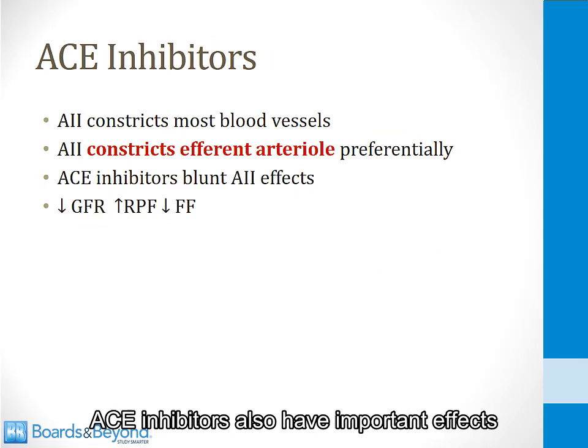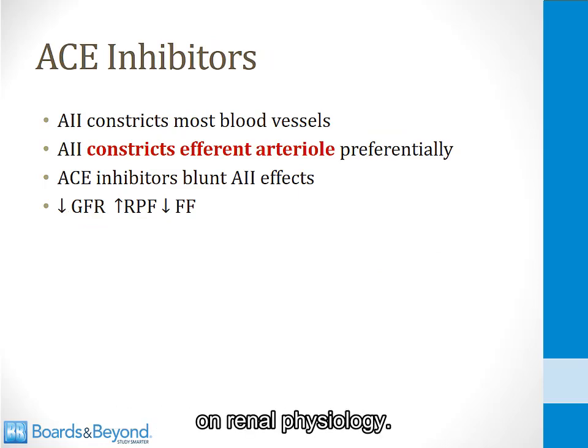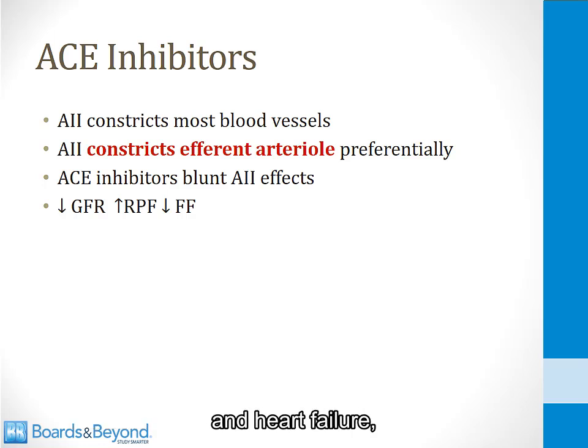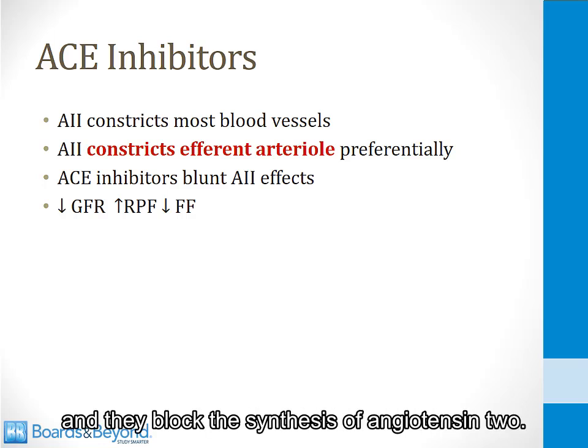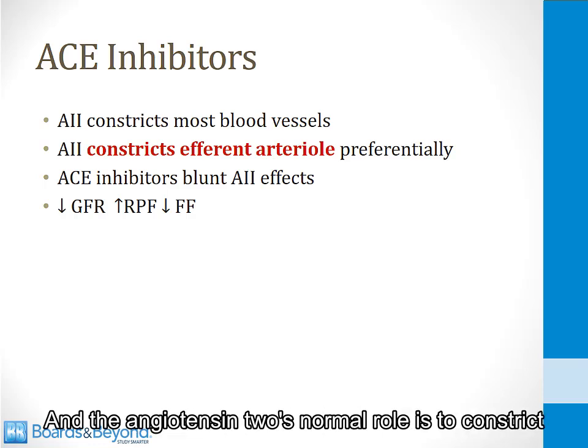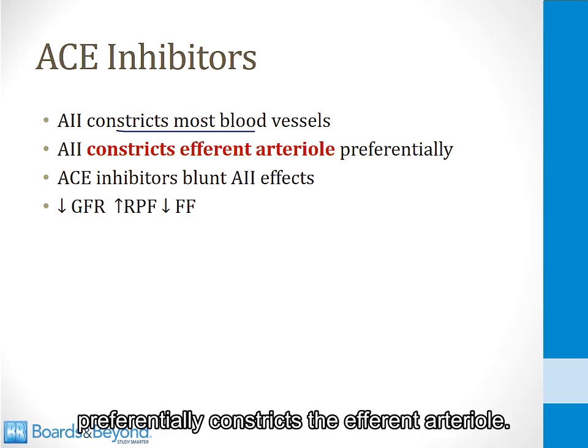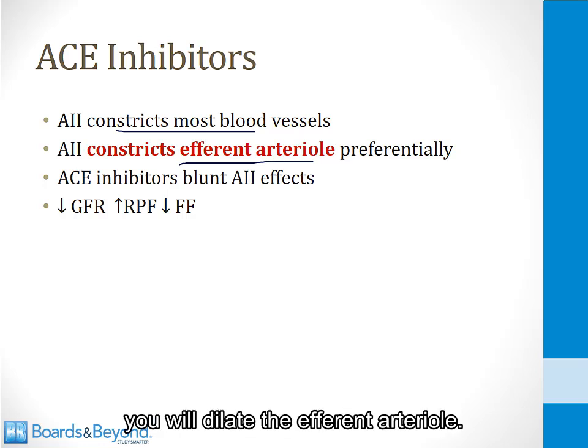ACE inhibitors also have important effects on renal physiology. ACE inhibitors are drugs used in hypertension and heart failure, and they block the synthesis of angiotensin II. And angiotensin II's normal role is to constrict most blood vessels in the body, but in particular, angiotensin II preferentially constricts the efferent arteriole. So if you give an ACE inhibitor, you will dilate the efferent arteriole. So what will happen here?